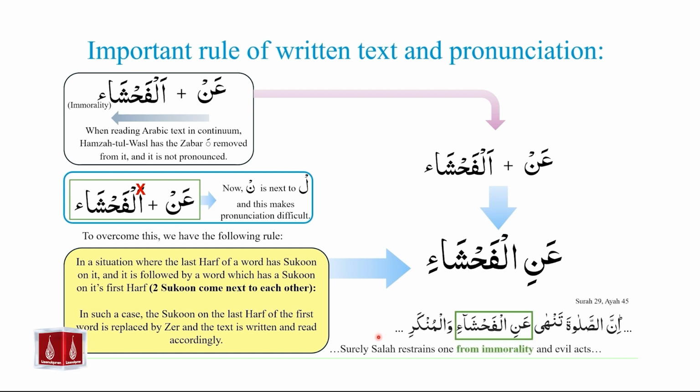Surah number 29, ayah number 45. Surely Salah restrains one from immorality and evil acts. From immorality is coming from anil fahsha'i. In this case, the meaning of from is coming from an, and the harf jar is making the ism following it majrur.